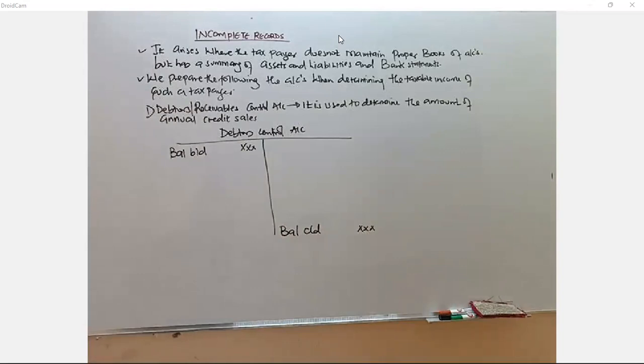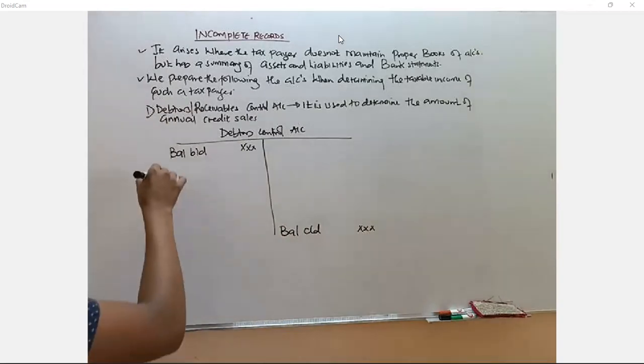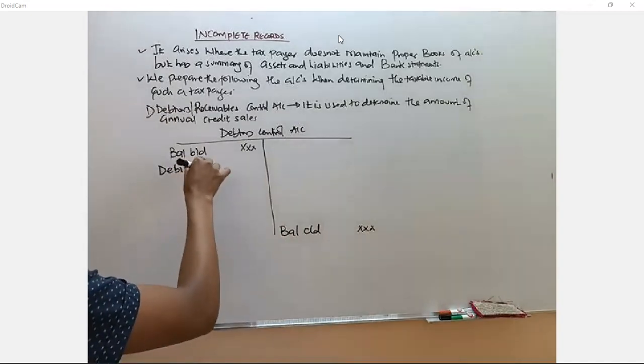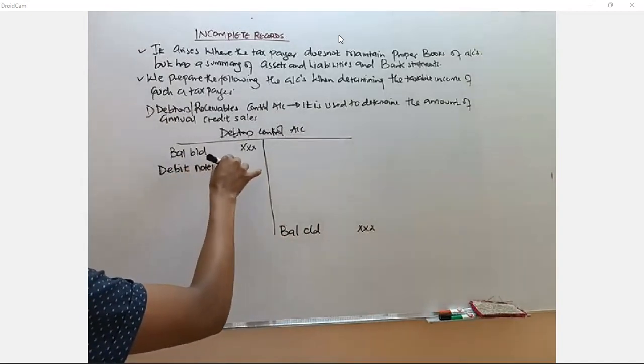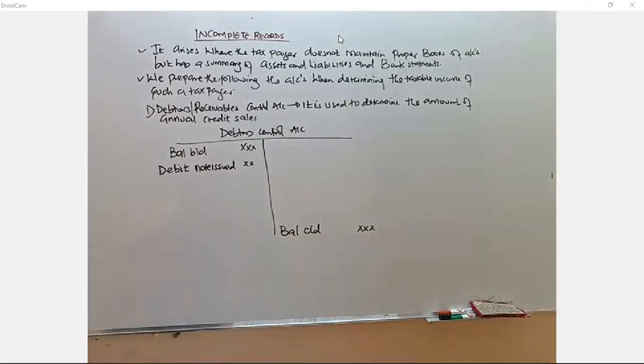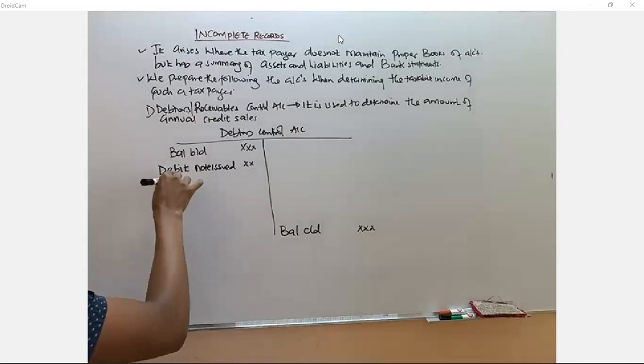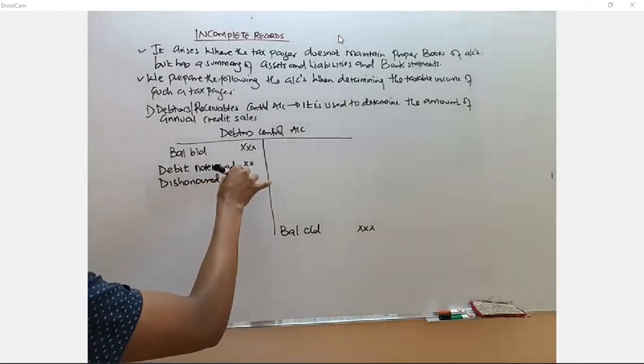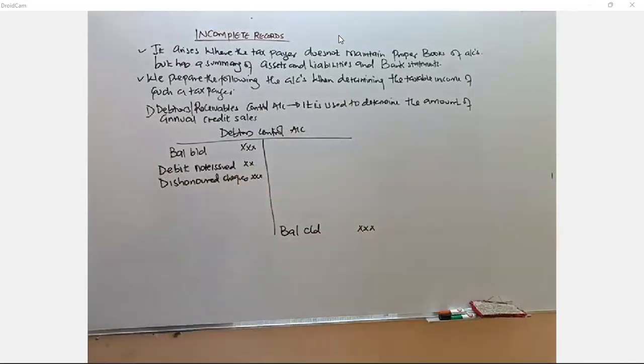One, we have to look at the debit note issued, which is normally debited. It increases my sales. Debit note issued, you place it there. We normally have dishonored checks. Dishonored checks, you normally put them there. They also increase your sales. But we normally have some few elements which reduce your debtors control account.